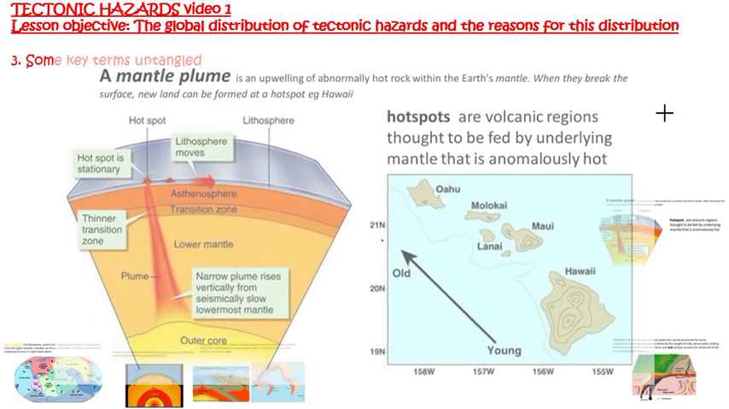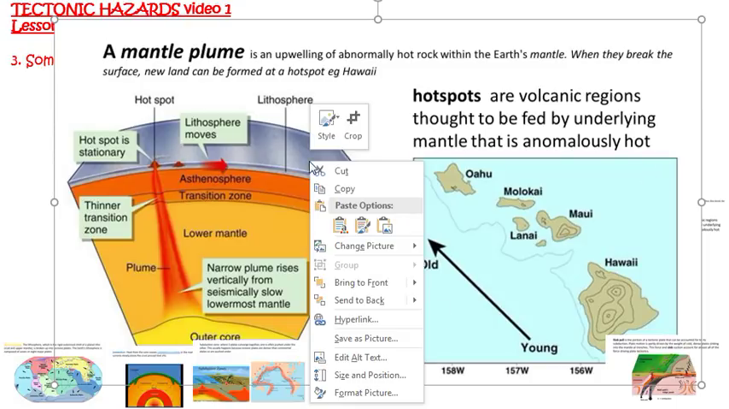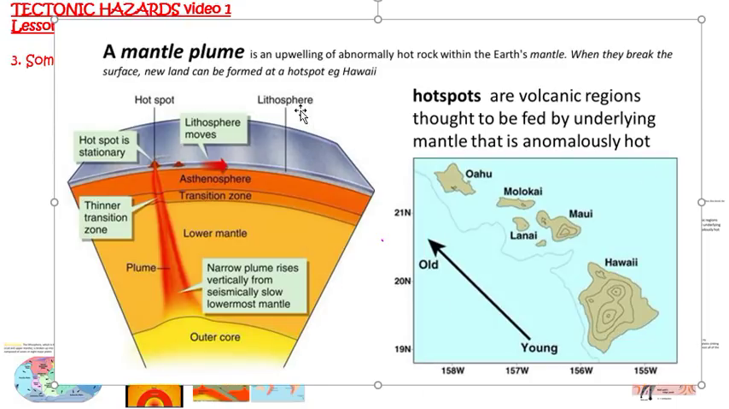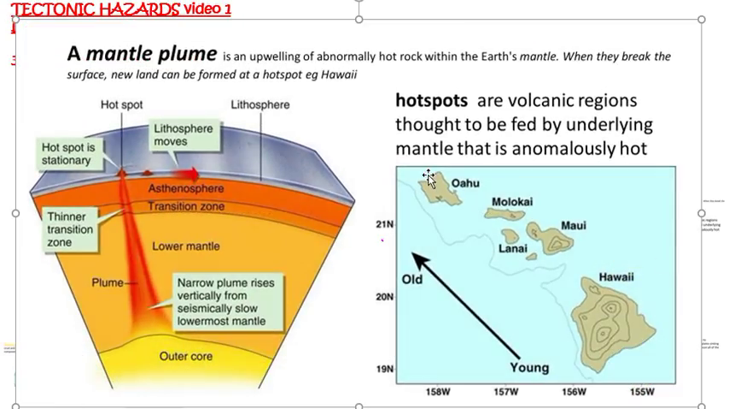The next one is a mantle plume. Sounds really interesting, that, doesn't it? Mantle plumes and hotspots are linked, so I've done them both together. And these are crucial when thinking about intraplate processes. Now, intraplate means the center or middle of a plate.